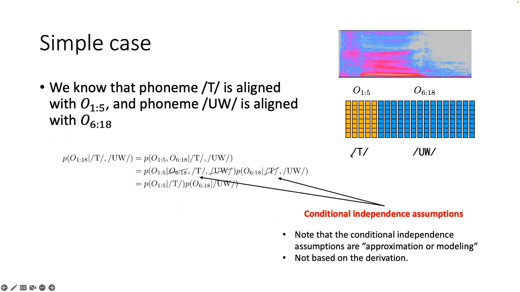T is generating 1 to 5. U is generating 6 to 18. By making this conditional independence assumption, we can factorize this problem into two distributions and so on. This is what we usually use for the phoneme-based approaches. Again, this is a little bit too coarse an approximation, right?